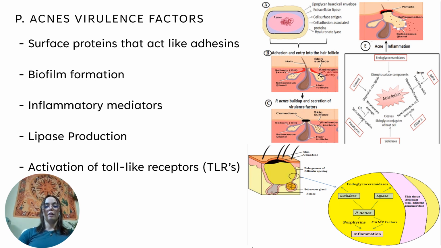While P. acnes itself may not produce classical toxins, it can induce inflammation through the activation of the host immune system. It stimulates the release of inflammatory mediators such as cytokines and chemokines, contributing to the inflammatory response seen in acne lesions. And P. acnes produces lipases that can hydrolyze sebum triglycerides into free fatty acids. Increased levels of free fatty acids in the sebaceous follicles can contribute to inflammation and the development of inflammatory acne lesions.